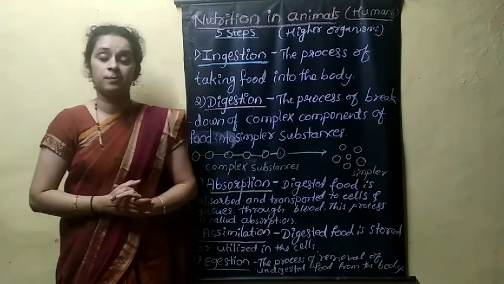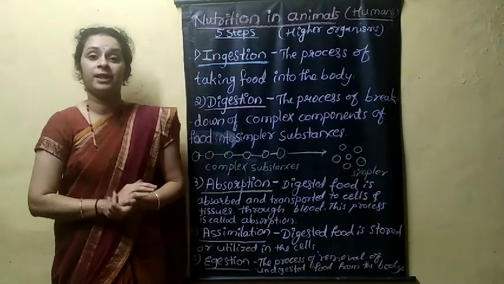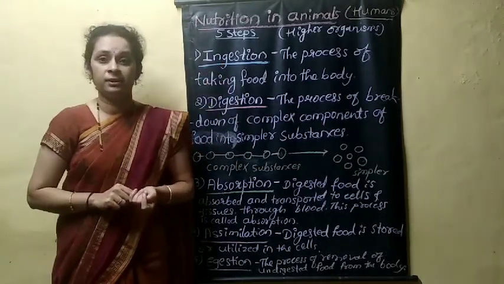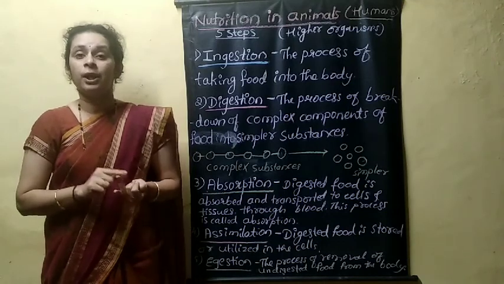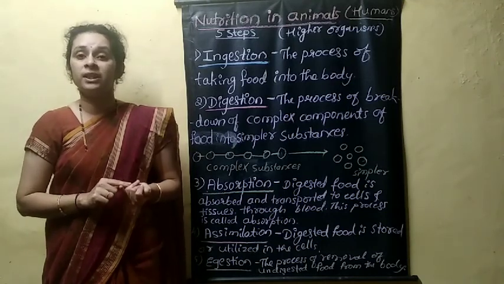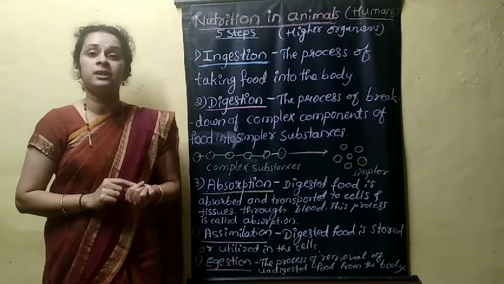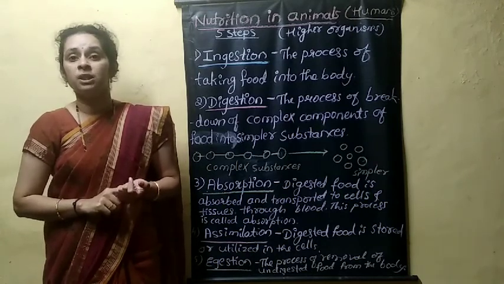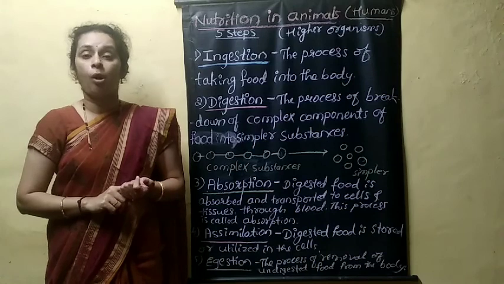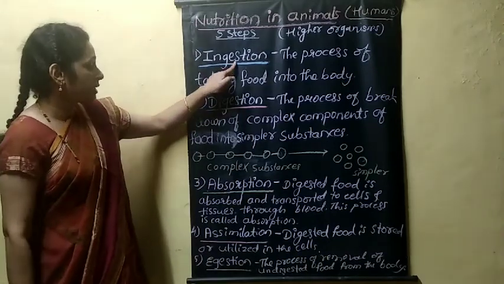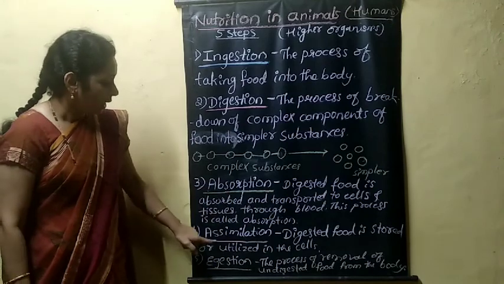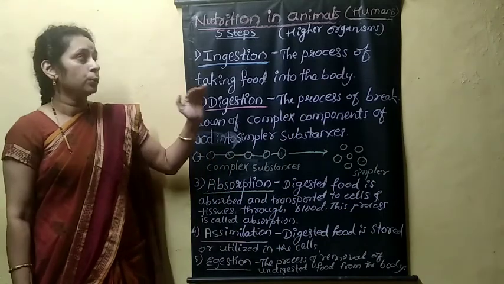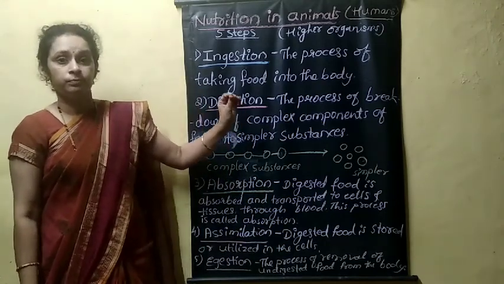What are those 5 steps involved in the nutrition of higher animals? The first one is ingestion, second is digestion, third is absorption, fourth is assimilation, and fifth is egestion. These are the 5 steps involved in the nutrition of animals, human beings or higher animals. Ingestion, digestion, absorption, assimilation, egestion.